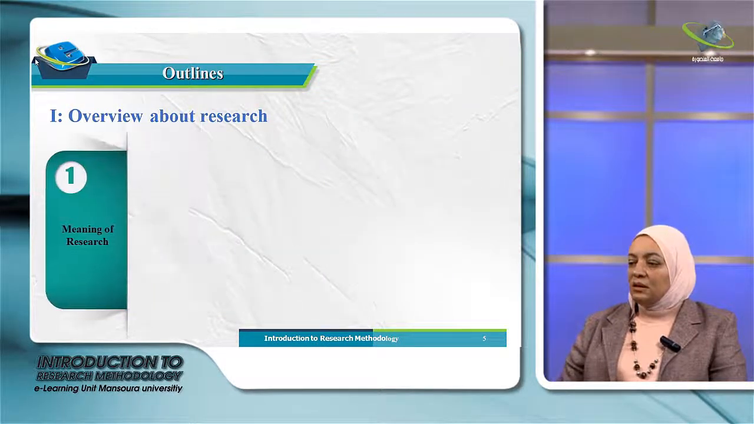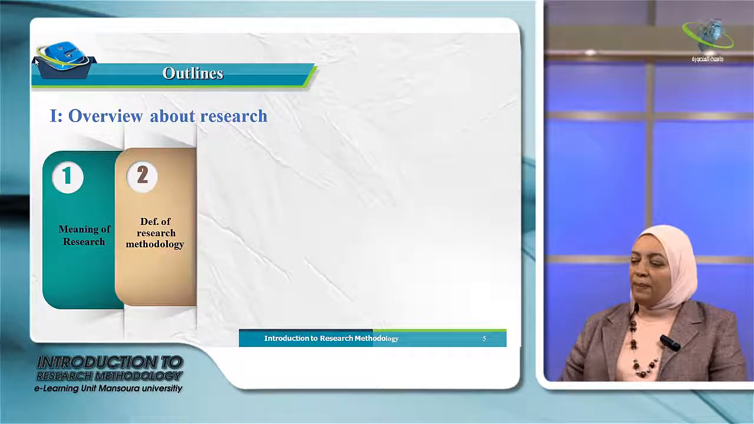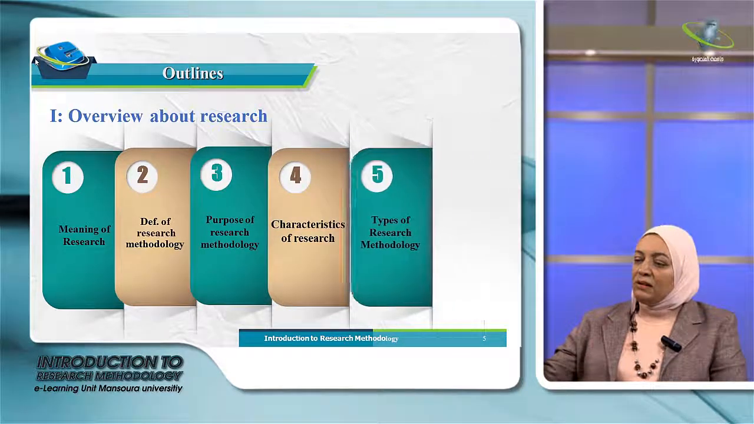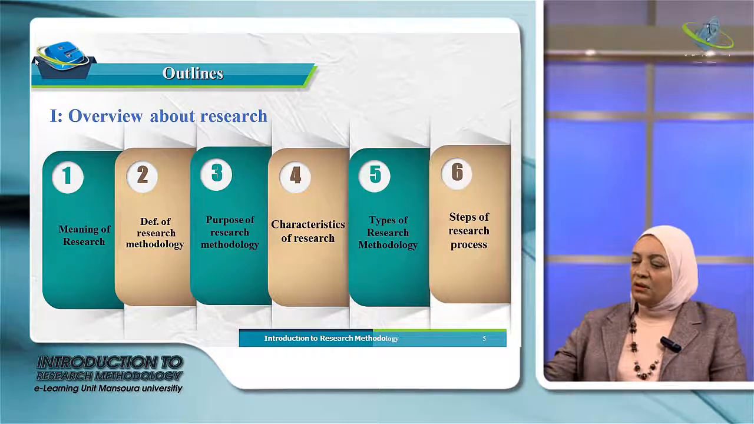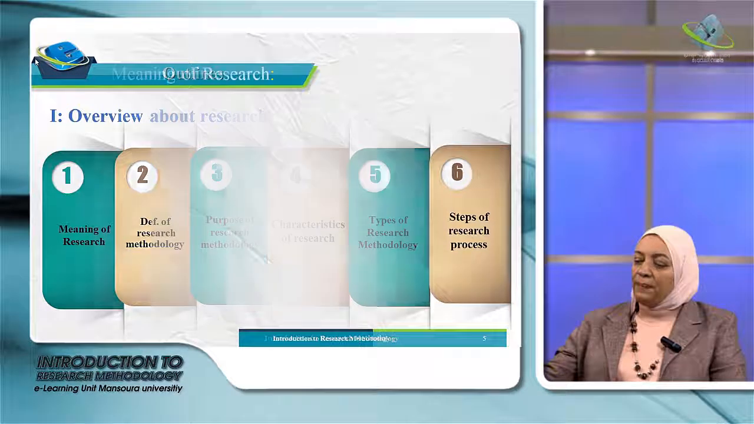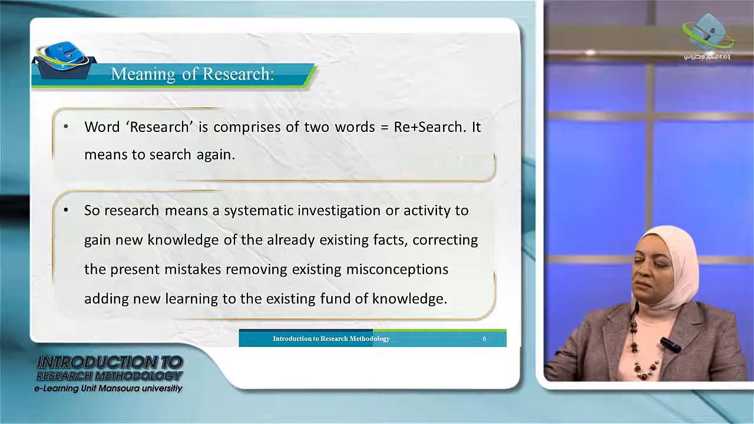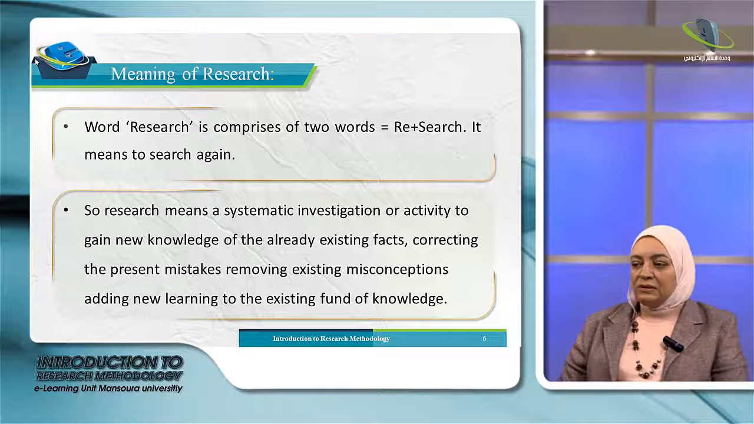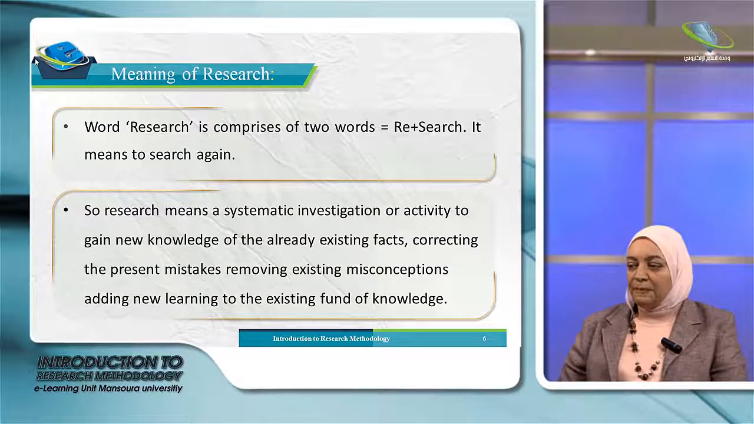Today we will discuss an overview about research. The outline: meaning of research, definition, purpose, characteristics, types of research, and steps of the research process. What is research? Research is a very interesting subject. The word research is comprised of two words, re and search. It means to search again.